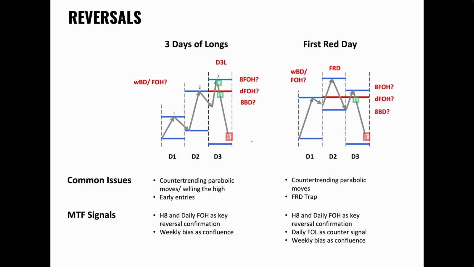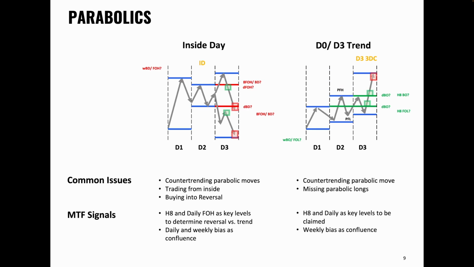That's reversals. Then parabolics. Parabolics can happen in two major situations. One is inside day, so coils, that's coiled sideways, maybe into a level or just sideways.